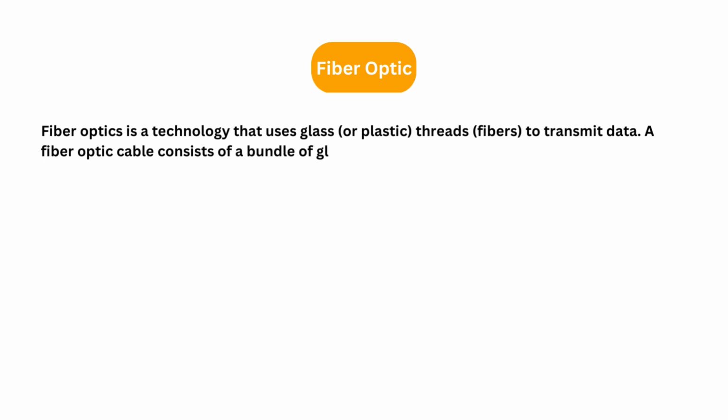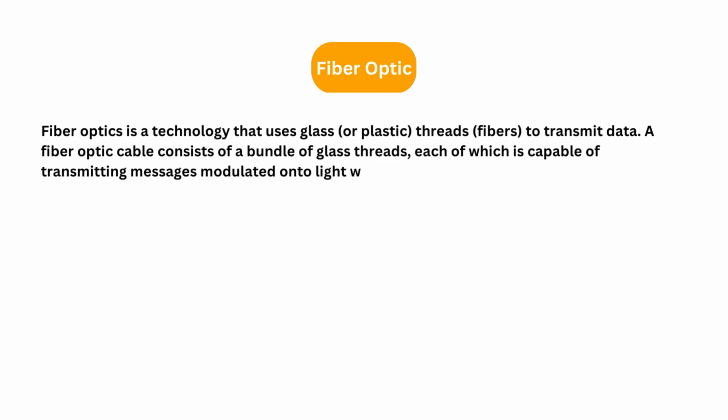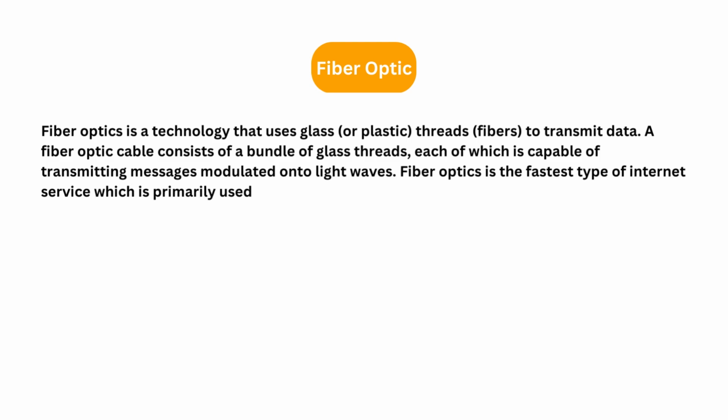A fiber optic cable consists of a bundle of glass threads, each of which is capable of transmitting messages modulated onto light waves. Fiber optics is the fastest type of internet service, which is primarily used as a backbone between networks. Fiber optic cable comes in two major types.